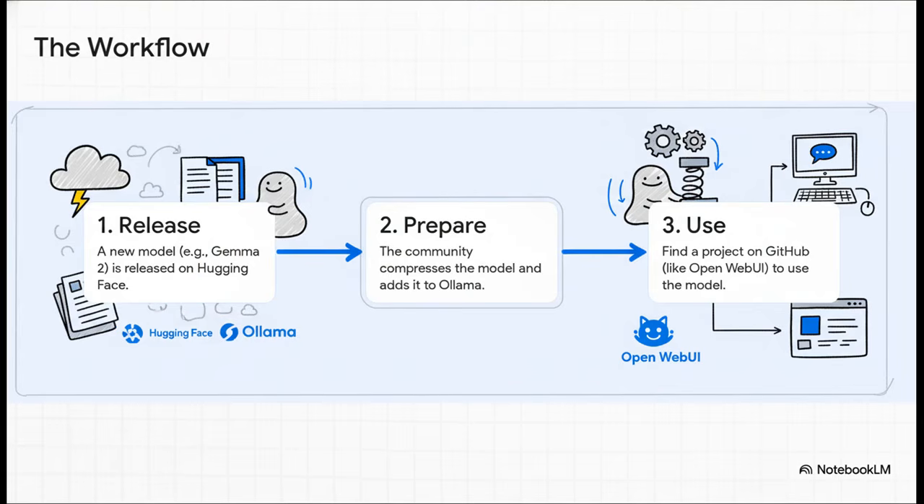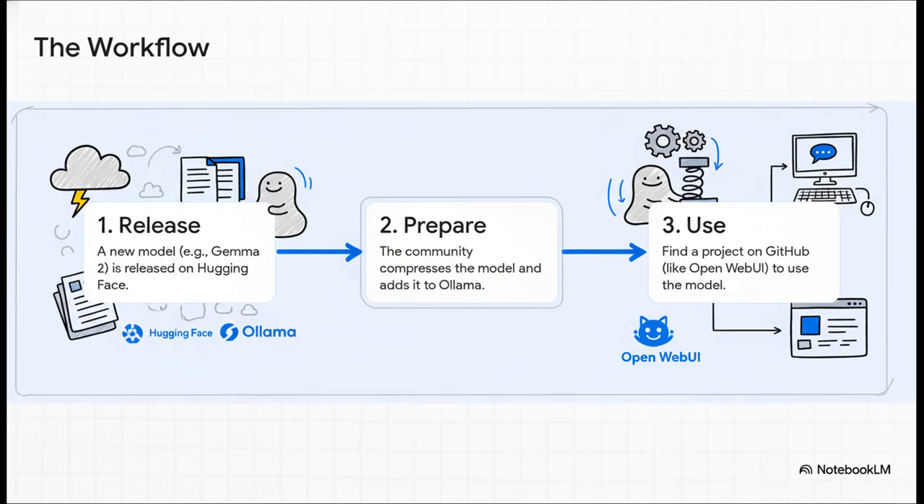It all starts here. Step 1. A research team releases a brand new model, let's say Gemma 2 on Hugging Face. Next, step 2. The community grabs it. They do this thing called quantizing, which is just a fancy word for compressing the model, kind of like zipping a file so it can run on a normal computer. This optimized version is then added to Ollama's library.